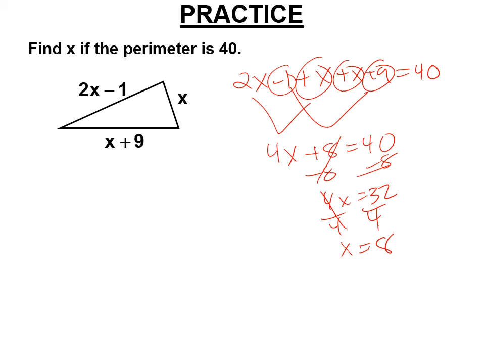And so that means this side was 8. This side was 17. And this side was 2 times 8 minus 1, 15. And those three numbers better add up to 40.